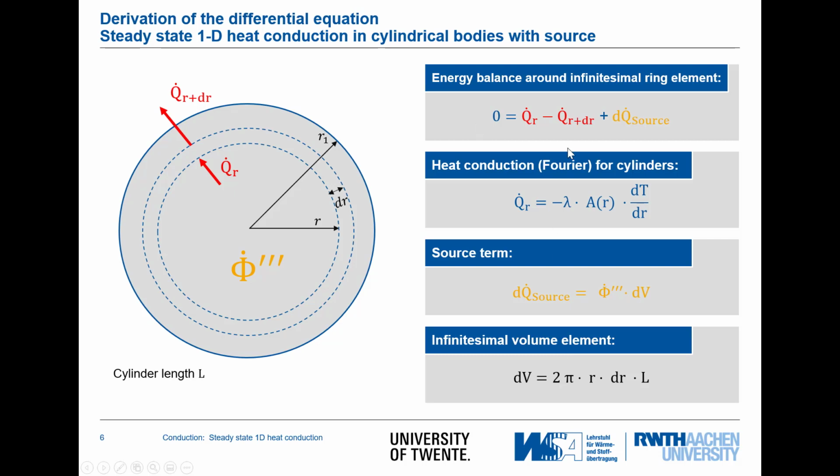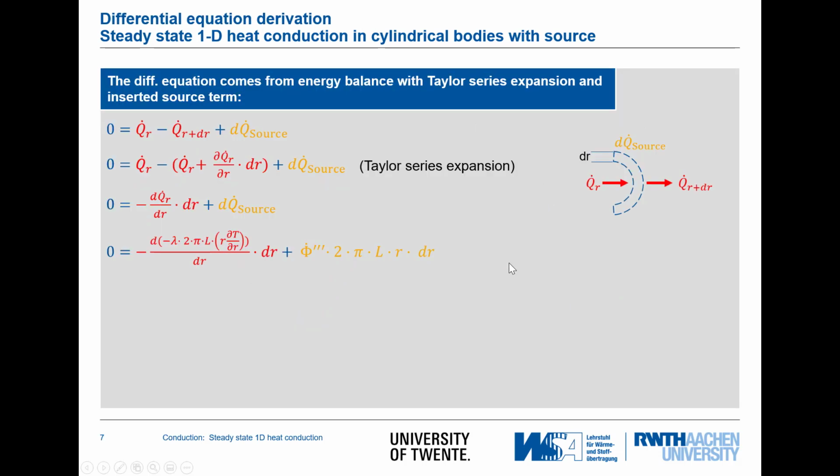Now we have defined all relevant quantities, and we can now insert them into the differential equation. So we start here with the energy balance. We use Taylor's series expansion to express the heat flux at location r plus dr. We see, of course, that this will cancel out in the next step, and we have to enter this dq source, from what we have written before. So we come up here with this differential equation.